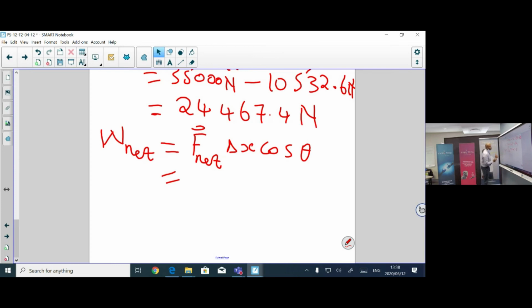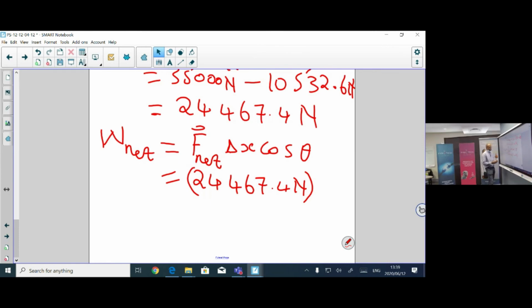All right, now we have to move forward. Because of this, we have to substitute all the values of F net, change in x, and cos theta. Theta there, we know that is 30 degrees. Now the F net is 24,467.4 in newtons. This is very, very much important.